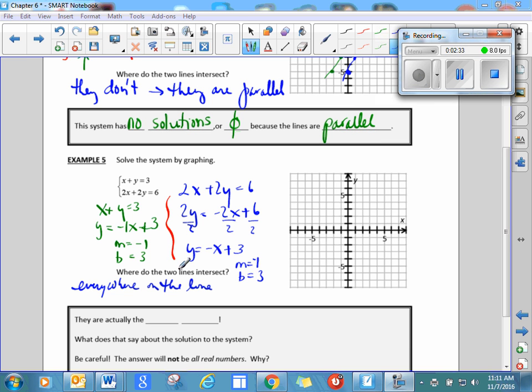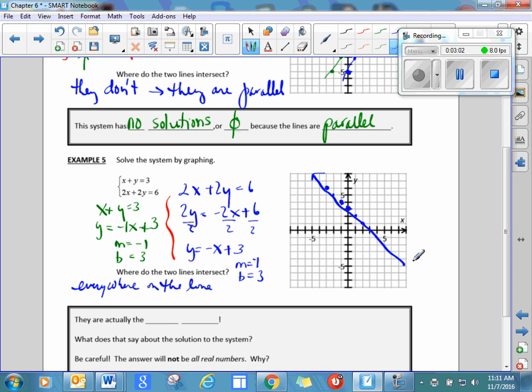Okay, so actually, we said, where do these two lines intersect if we were to graph them? And I didn't finish the graph, so let's see. The y-intercept is 3: 1, 2, 3. The slope is negative, so it's going to be falling from left to right, and it's 1. So it's over 1, up 1, over 1, up 1, over 1, up 1, and then I'll come down and pick a few points in the first quadrant. So this is the line.